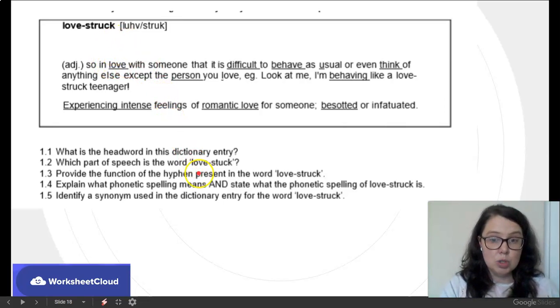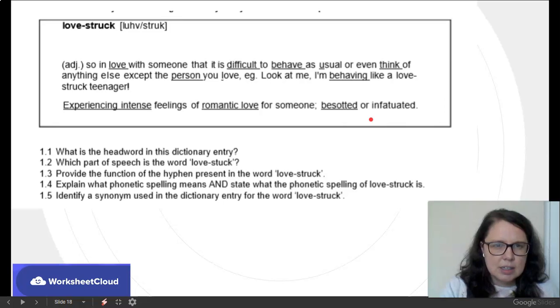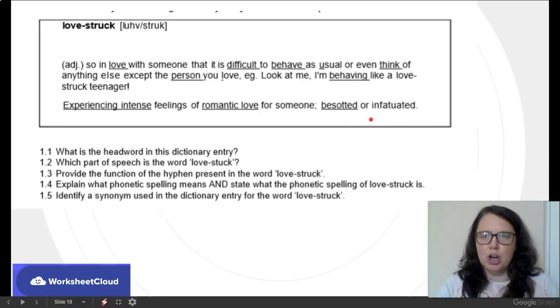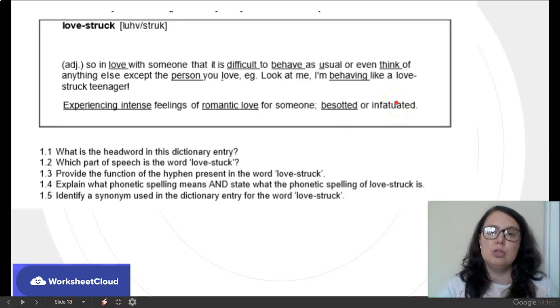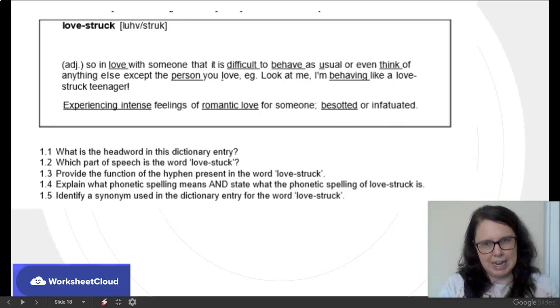Identify a synonym used in this dictionary entry for love struck. They've got here besotted. There we go. So I hope you chose besotted or infatuated. Sorry, I'm missing both there. Besotted or infatuated. I hope you were able to constructively deal with this dictionary entry. This is a typical way of how you'll be tested.